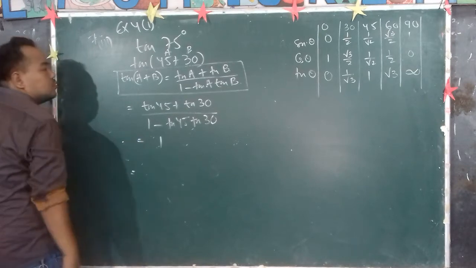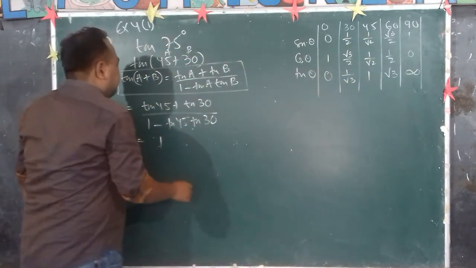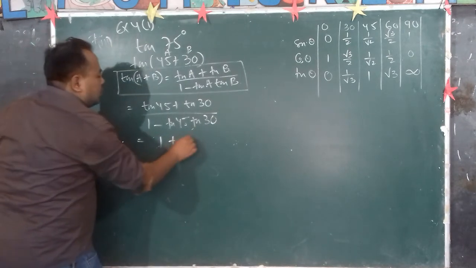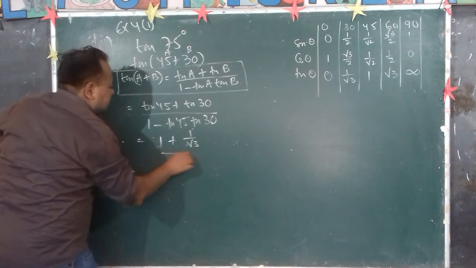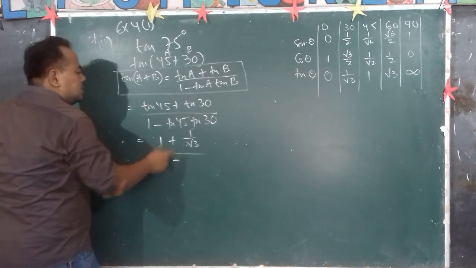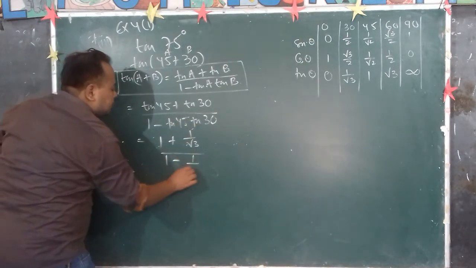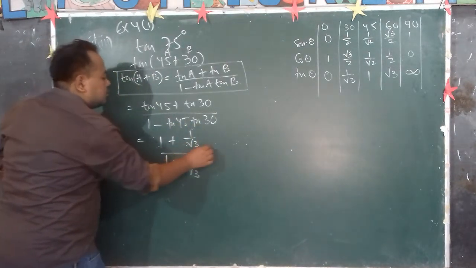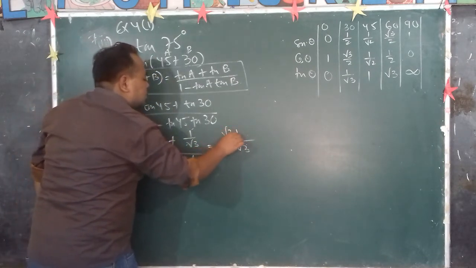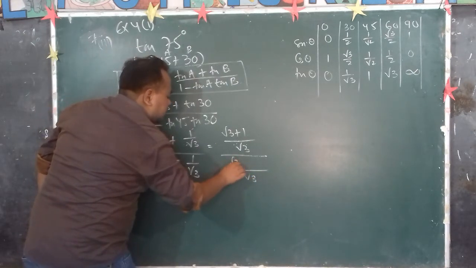So tan 45 is 1. I've already written out here. Tan 45 is 1 plus tan 30 is 1 by root 3 divided by 1 minus, again tan 45 is 1, tan 30 is 1 by root 3. So 1 by root 3 into 1 will give you 1 by root 3 as it is. So from here I can see the LCM is root 3. So what do you get? Root 3 plus 1 divided by, again LCM is root 3. So root 3 minus 1.